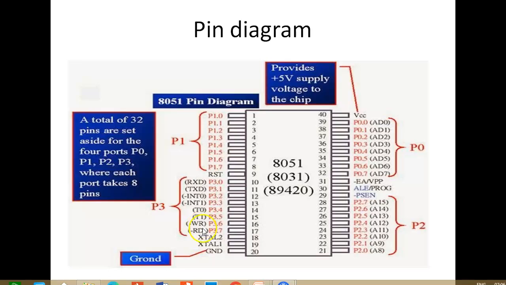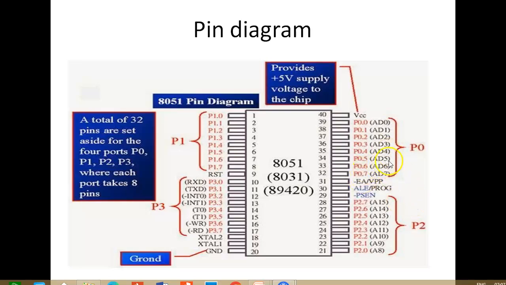Next the read and write signals, then two pins for the oscillator. The clock frequency of the oscillator is 11.0592 MHz. Then the ground pin. Next, pin number 21 to 28 are port 2, as well as higher address lines. Earlier I told you that a total of 16 address lines are there, so these 8 lines we can use as the higher address lines also.